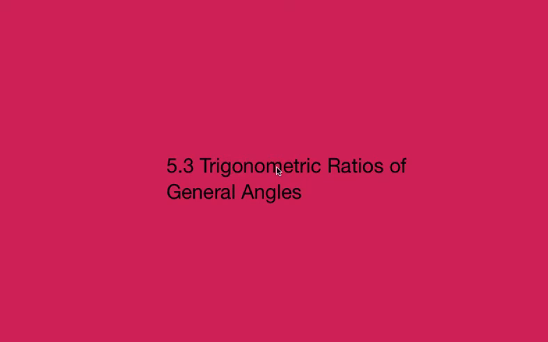Okay, today we're going to be looking at trigonometric ratios of general angles. So let us just have a wee recap. So we have our axes x and y, and say we have some point P, and it has ratio r, and P has the coordinates x and y.